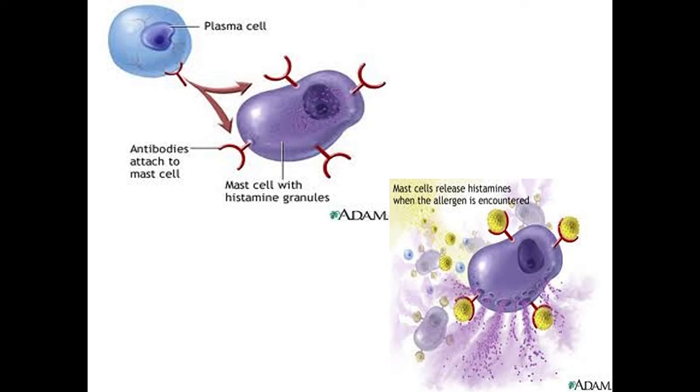We have here the interrelationship between a plasma cell and mast cell. So the plasma cell produces antibodies, and these antibodies are attached to the mast cell. Now, the mast cell with the histamine granules will release the chemical substance and it will cause an allergic or hypersensitivity reaction.